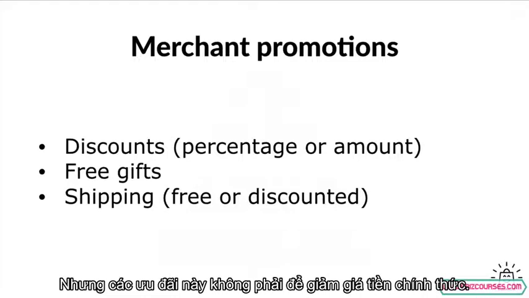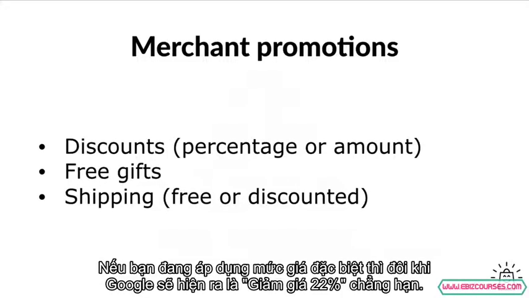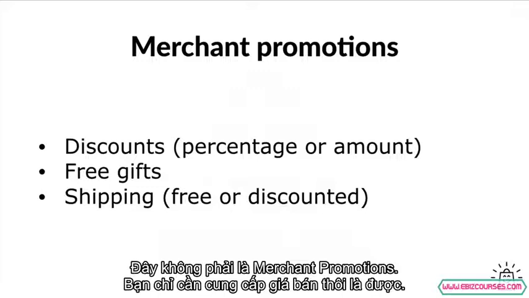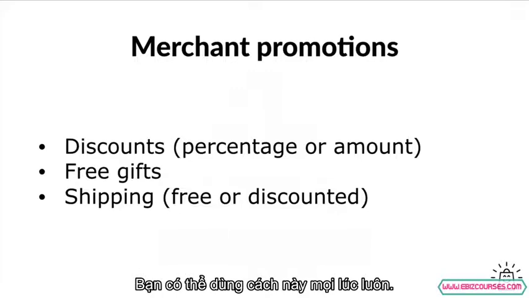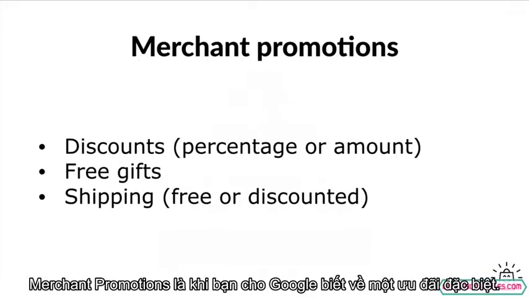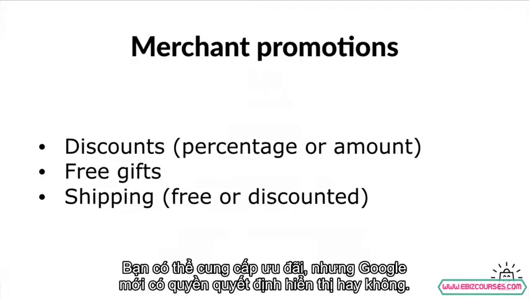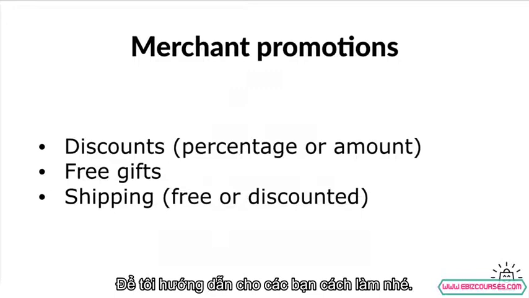These are not your standard price drops. So if you're using a special sales price, Google sometimes indicates that it's like a 22% sales price drop. This is not a merchant promotion. You don't have to do anything for that. You just have to provide a sales price. That's something you probably do in your backend all the time. These merchant promotions are places where you explicitly tell Google that you're running a specific promo. So you can supply this promotion, but then it's up to Google to decide if they are going to show it. So let me show you how to do this.